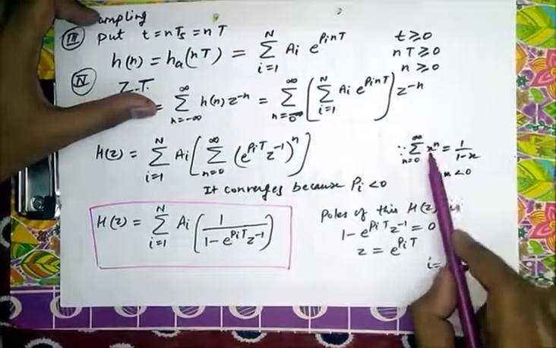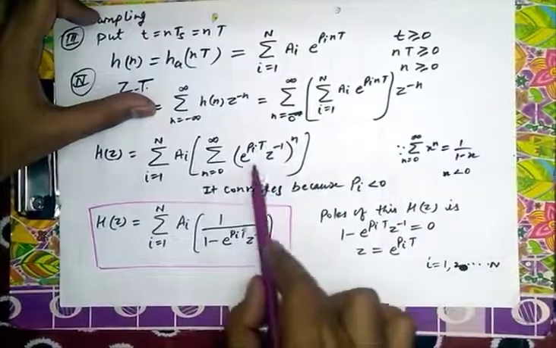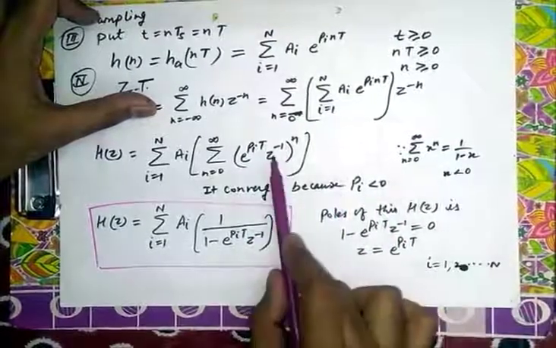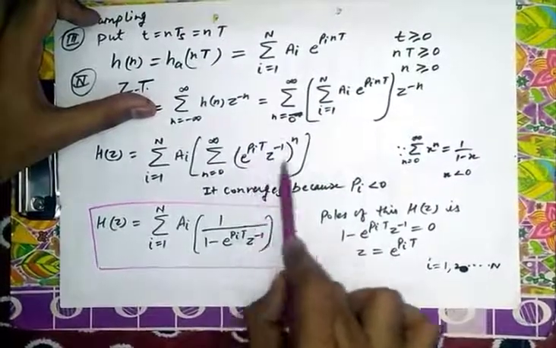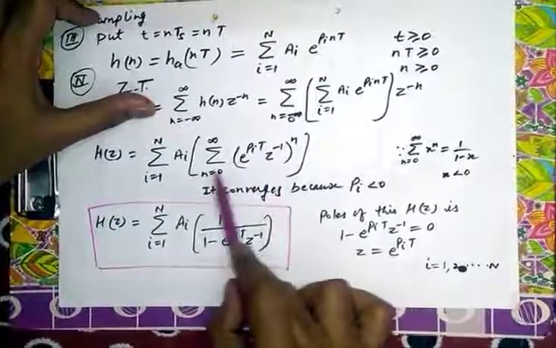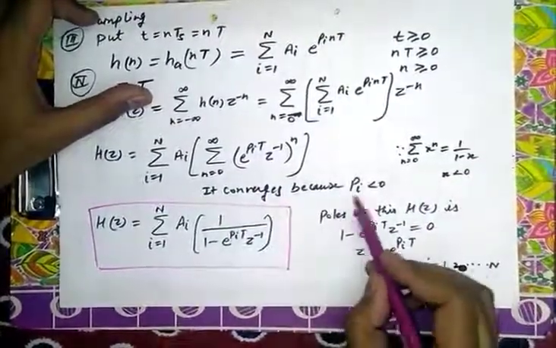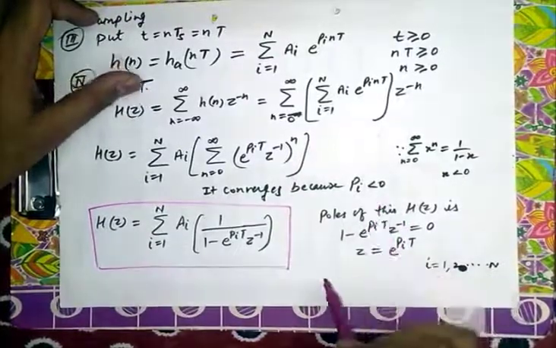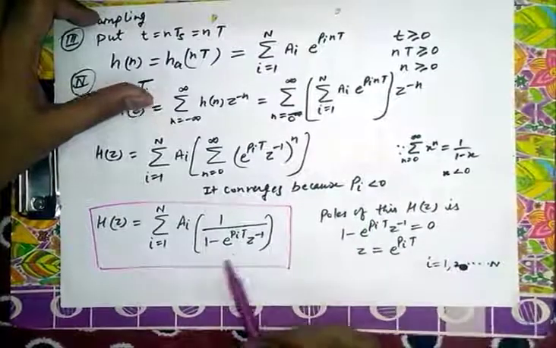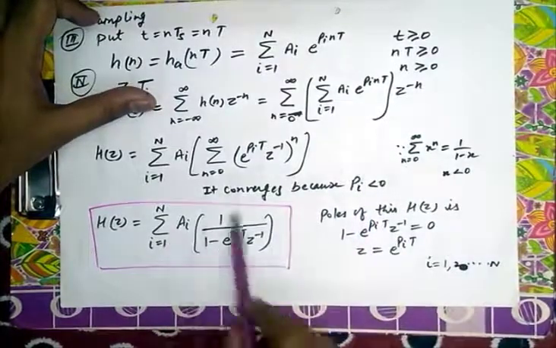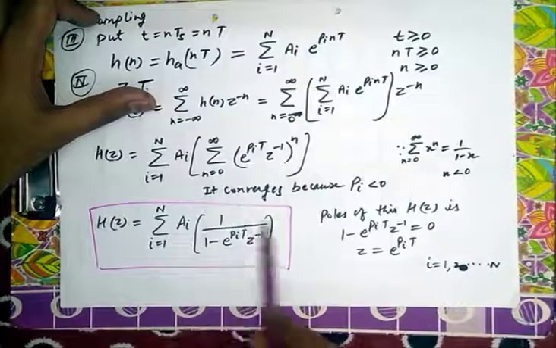This uses the formula that the summation for n equal to 0 to infinity of x^n equals 1 upon 1 minus x, provided it converges. It converges if the real part of p_i is less than 0, that is, if this term has magnitude less than 1. So the condition is that p_i is less than 0: all the poles are negative, in the left half of the s-plane, so that the analog filter is stable.